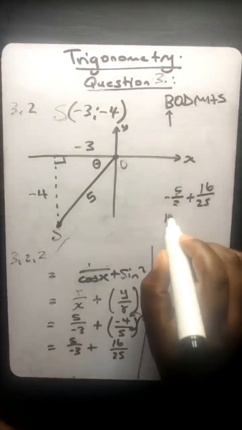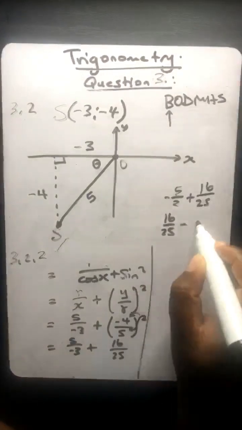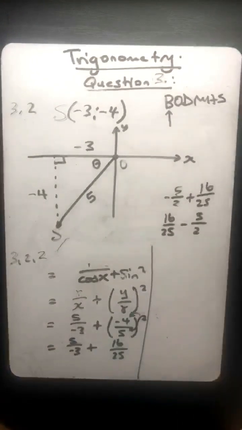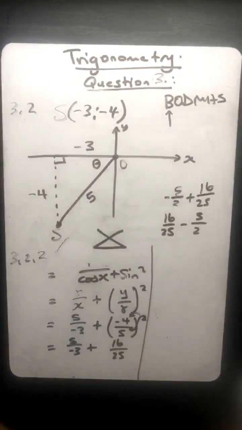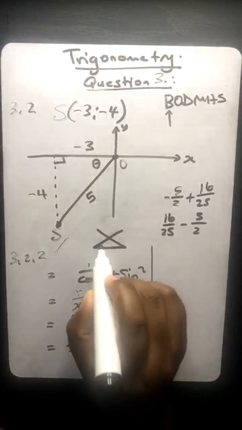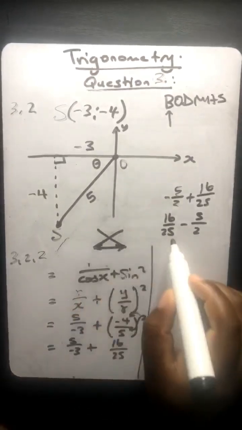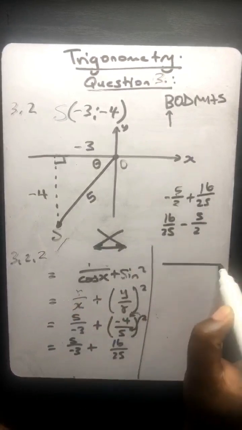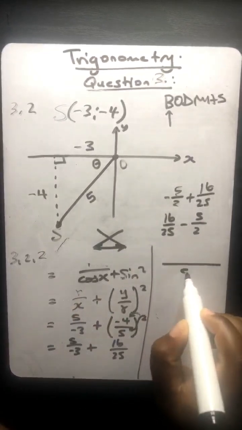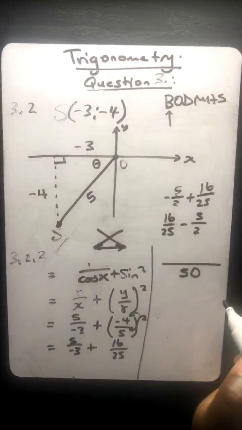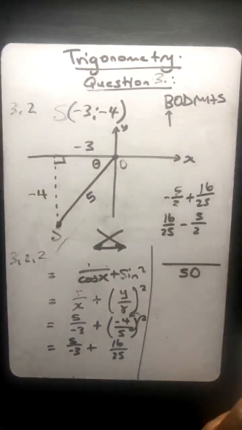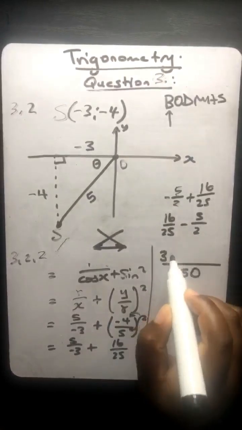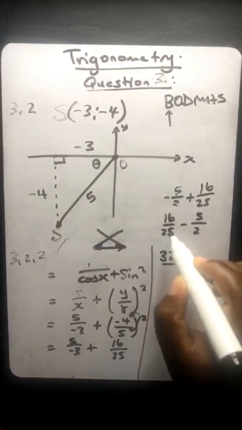So it's more like this is 16 over 25 minus 5 over 3. And if you remember, I said when you are dealing with fractions, you multiply these values at the bottom. So what is that times that? I think that is 75. And then what is this times that? I think that is 32. Can you see that times that?